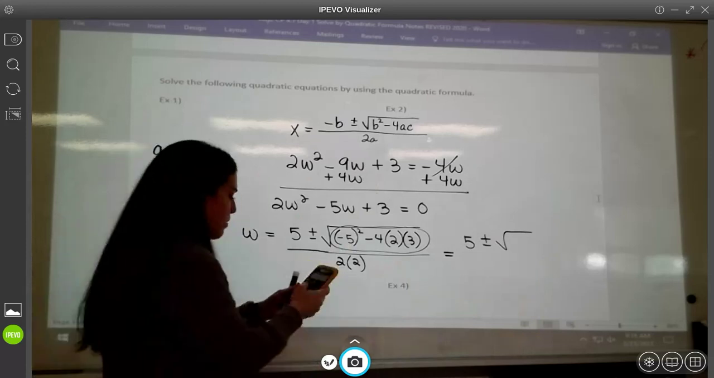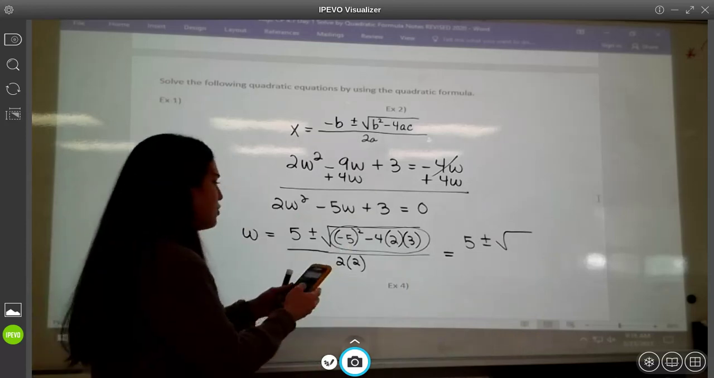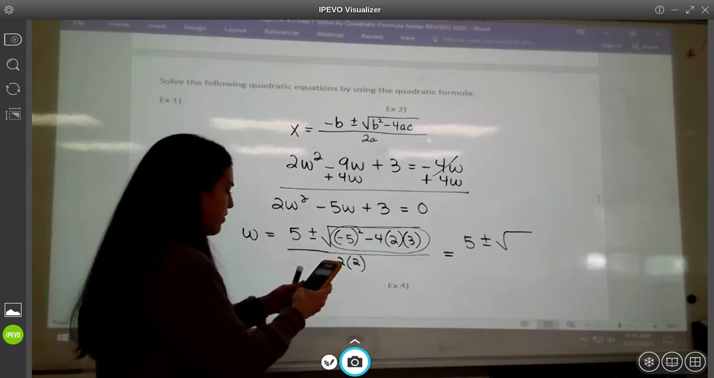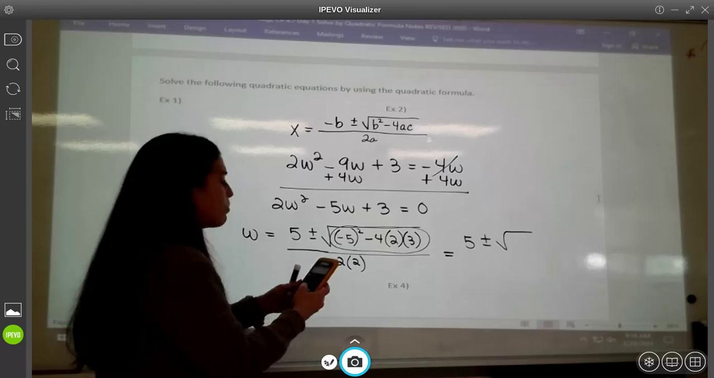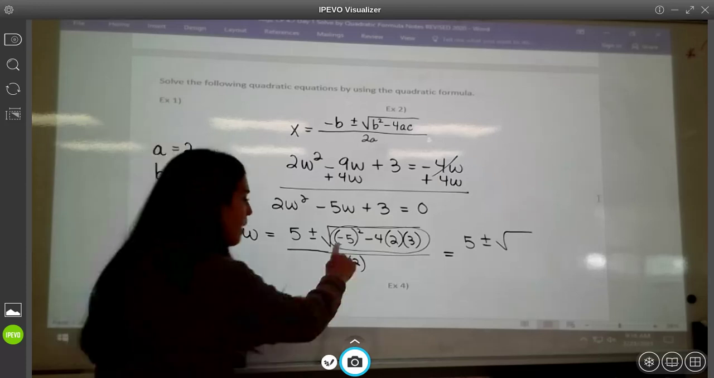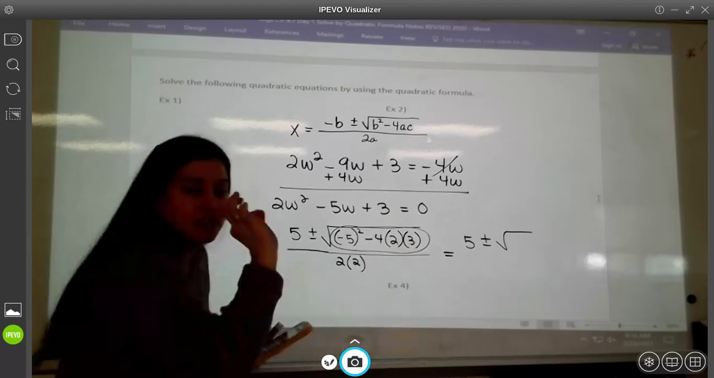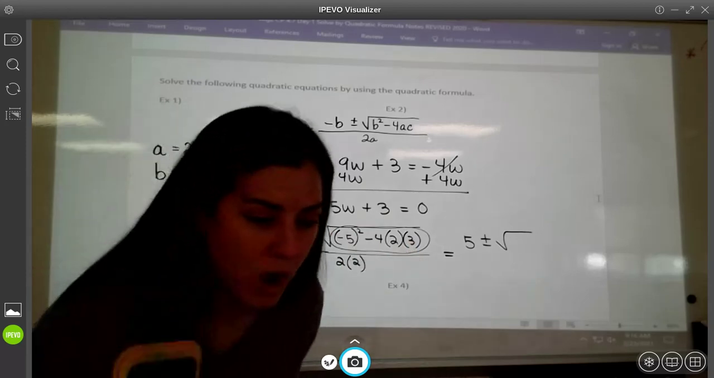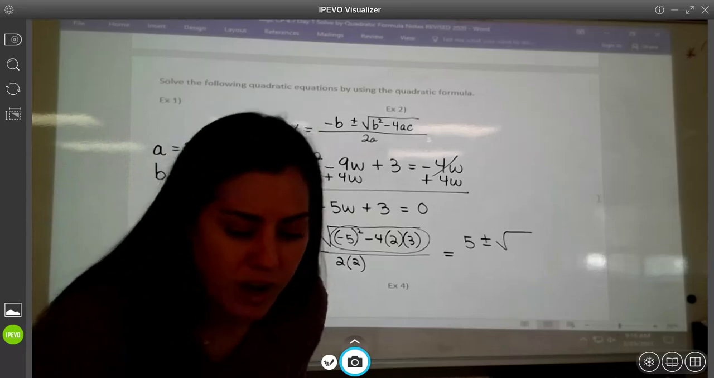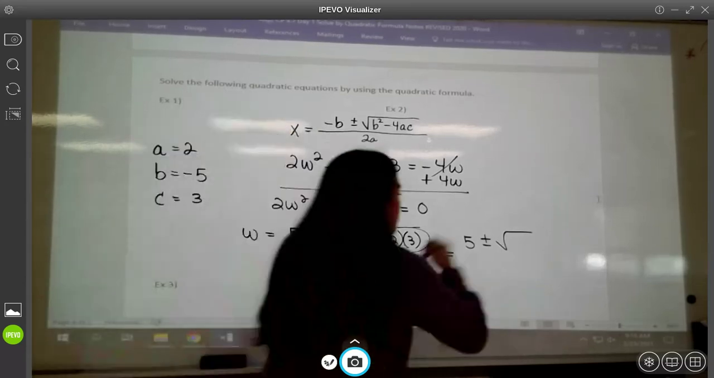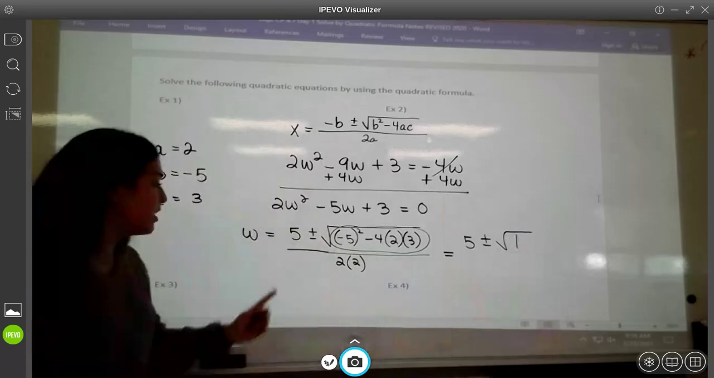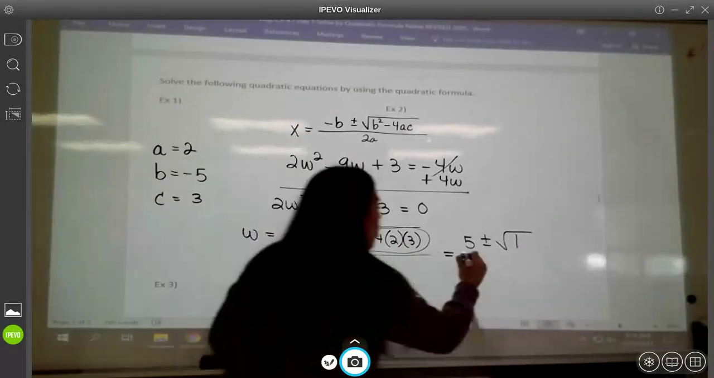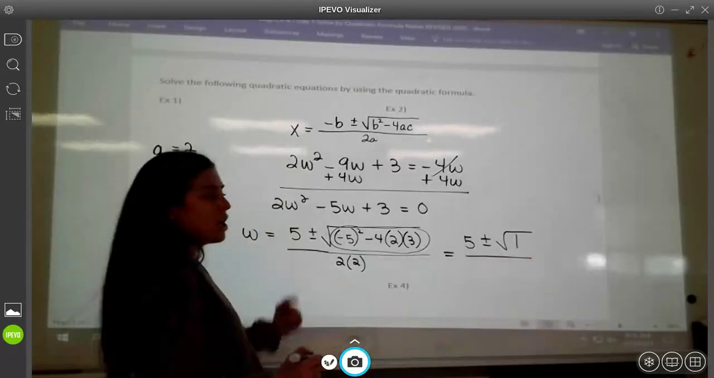So I'm just going to type in parenthesis, -5, parenthesis squared, subtract 4, parenthesis 2, parenthesis 3, parenthesis. I'm just typing this into my calculator the exact way I wrote it, hit enter. Everybody should have gotten a positive 1. B squared minus 4ac is a positive 1 here. So now we have the square root of 1, because that's what that became, and it's all going to get divided by 2 times 2, which is 4.